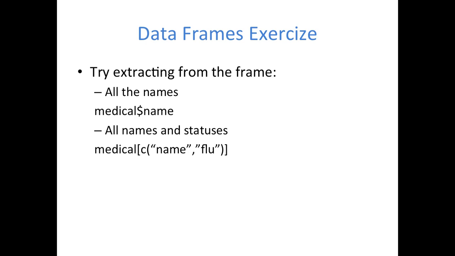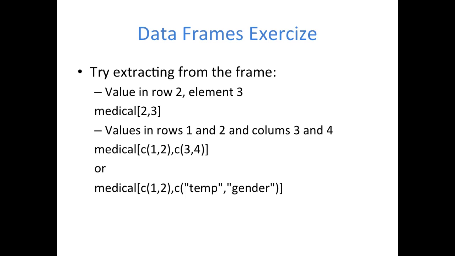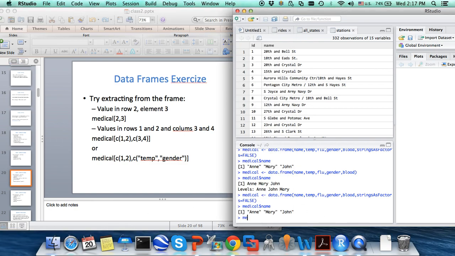If we want to extract all names and statuses, you can just say I'm going to select columns that have name and flu. If we want to extract, for example, values in row 2, element 3, it's again brackets. So we use between brackets 2, 3. Or for example, if we want to extract values in rows 1 and 2 and columns 3 and 4, we specify that as vectors. Okay, so let's try that one. We write the name of the data frame, and then between brackets, we want to extract rows 1 and 2, columns 3 and 4. So first thing is rows 1 and 2, and the second thing is columns 3 and 4. As you see, we have here what we wanted to extract.